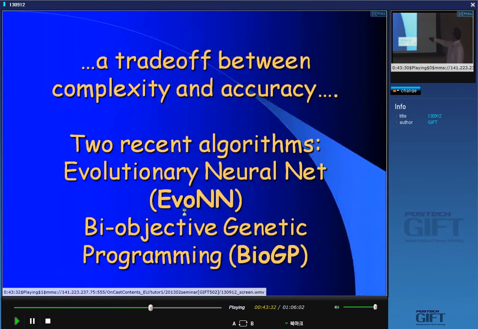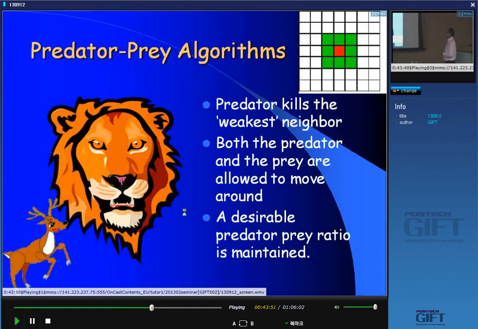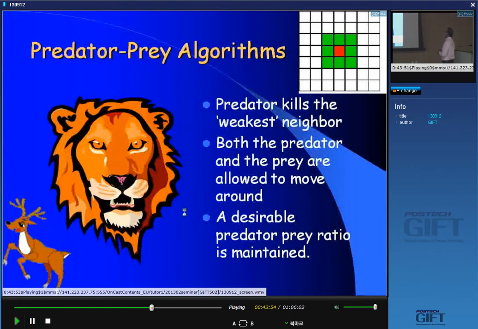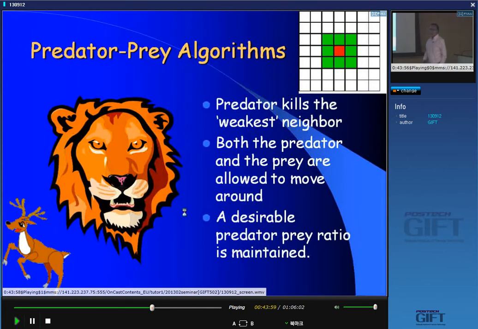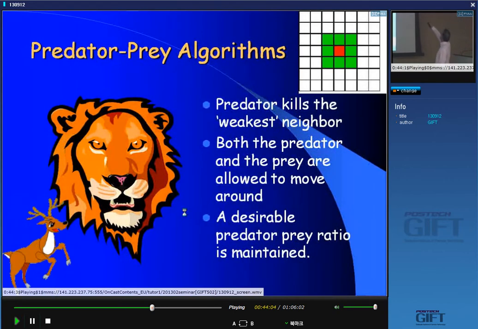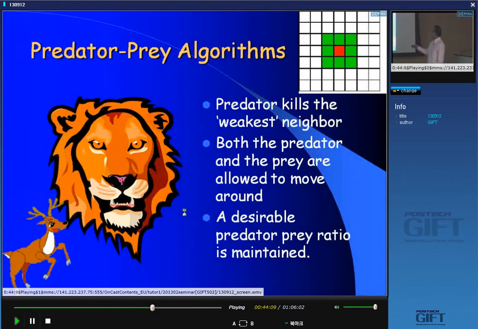These are two of my algorithms, EvoNN. Another one is bi-objective genetic programming. We call that BioGP. I'll talk about them slowly in a sketchy way. Now, this is optimization between accuracy and complexity. How do I do that? I use an algorithm called a predator-prey genetic algorithm. What happens here? I play a game here. What kind of game? In a computational space, which I can see is created, I simply introduce two types of species. One is there, another one is there.